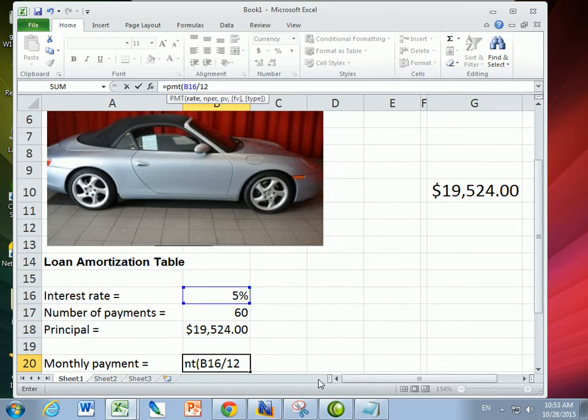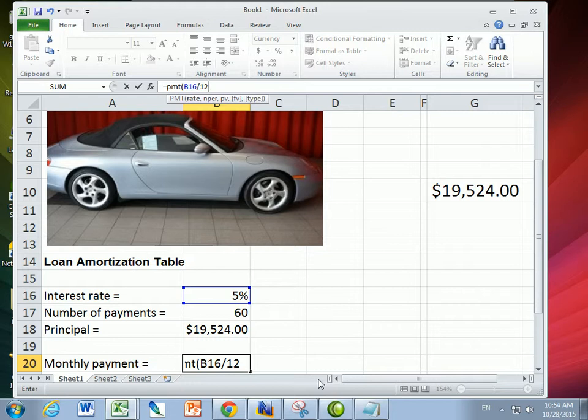So pay close attention to that. A lot of people make the mistake that they just put the interest rate. But we need to put the interest rate divided by 12 because we pay every month. We pay 12 times per year in this type of a loan.